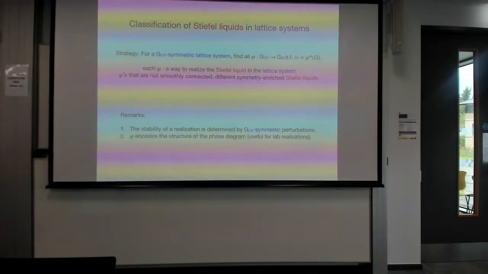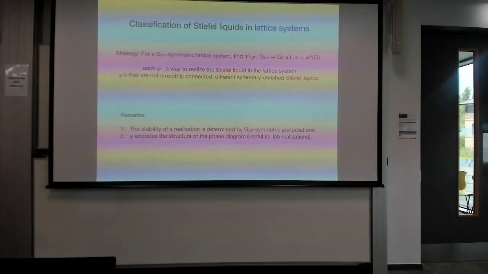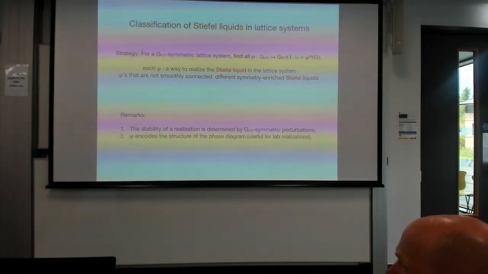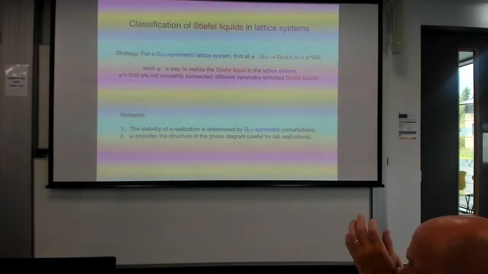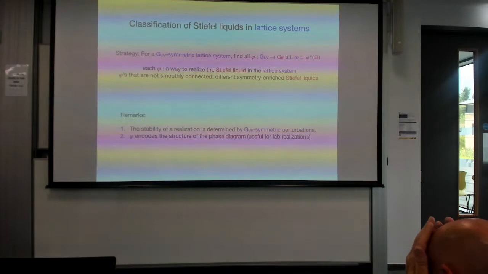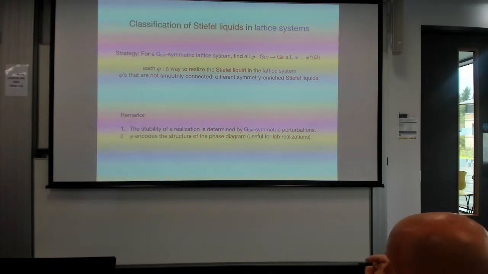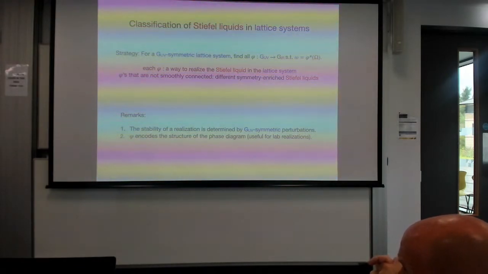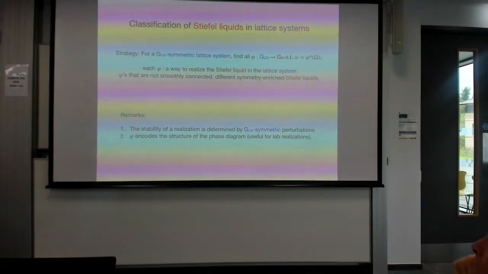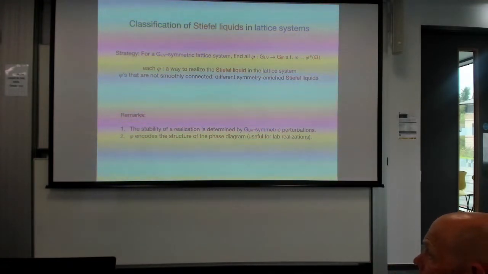Now, I want to classify different spherical liquids in matter systems. So the question is, I have some matter system with symmetry G_UV, and I want to ask whether the spherical liquid can emerge. According to what we described before, the strategy is to search for group homomorphisms that make this anomaly matching condition hold. If we can find one such group homomorphism, then this represents a way to realize the spherical liquid in this particular lattice with anomaly omega. And if two different group homomorphisms are not smoothly connected, then they represent different spherical liquid realizations.